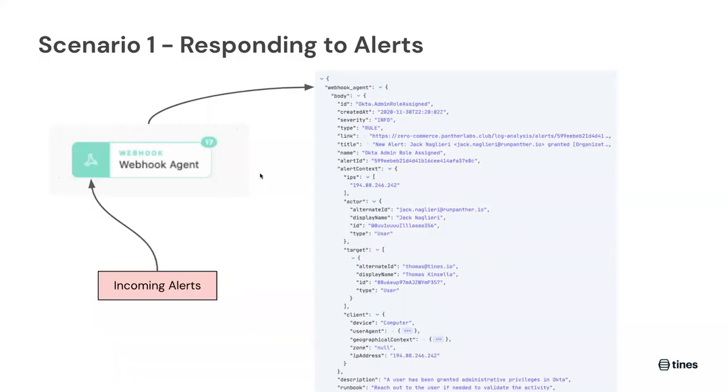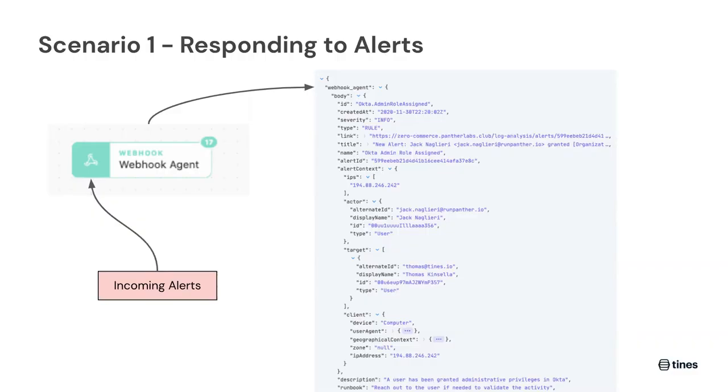So this is where Tines comes in. So I'll let Thomas take it from here. Yeah, so when one of these alerts normally fires from something like Panther, there's a lot of steps that you can take. And what I'm going to describe is a reasonable scenario, but it's not by any means the absolutely perfect scenario.